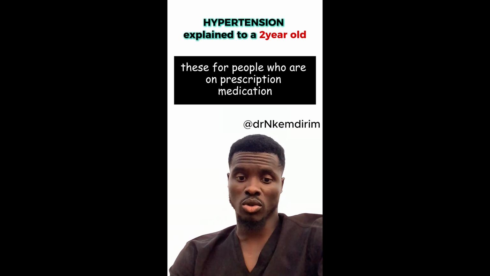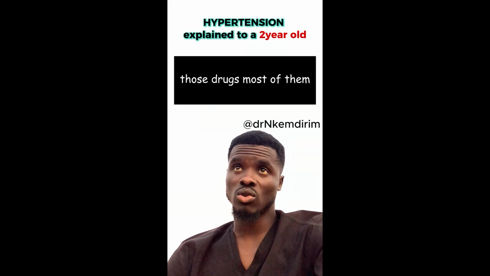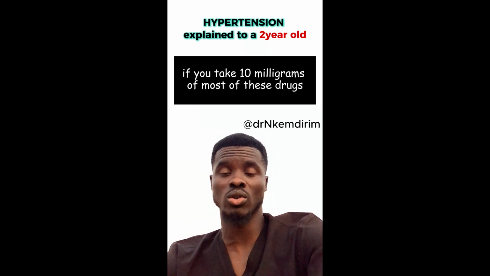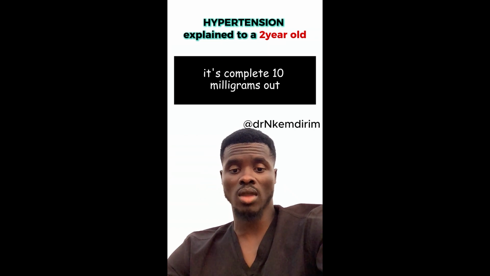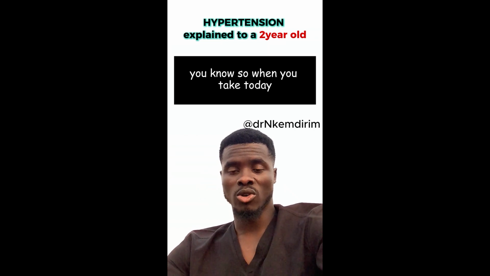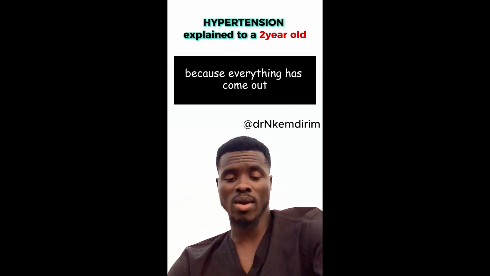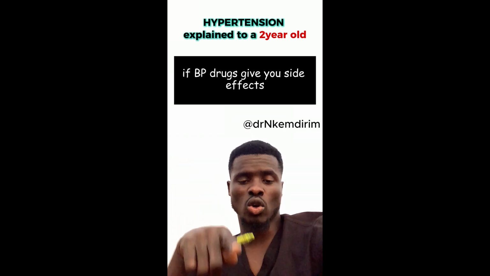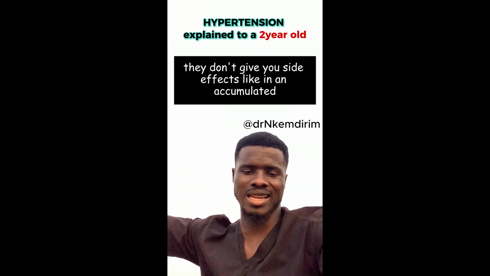These are people who are on prescription medication. And those drugs, I think I've mentioned this somewhere before, most of them come out of the urine unchanged. If you take 10 milligram of most of these drugs, you go and check where they are excreted from. It's complete, 10 milligram is out. So when you take today, they tell you to take tomorrow again, because everything has come out. So the drugs you shouldn't be scared about with side effects. If BP drugs give you side effects, they give you side effects now. They don't give you side effects in an accumulated manner.